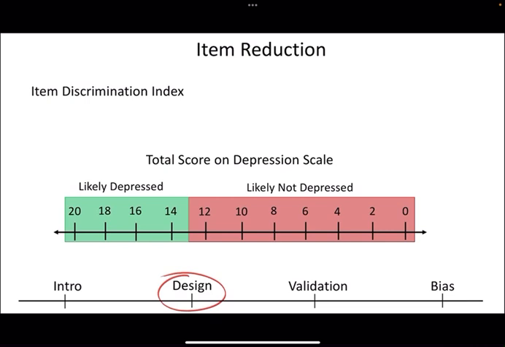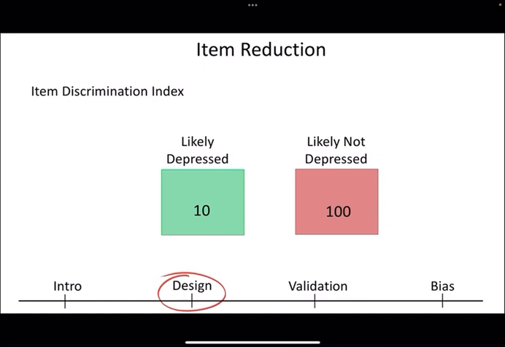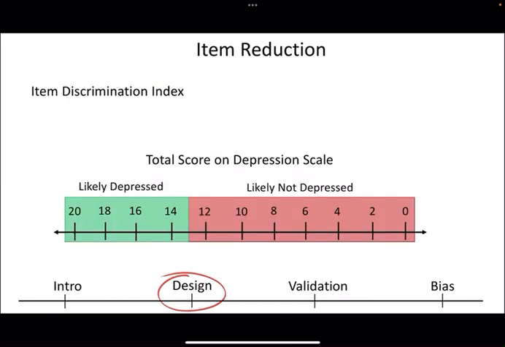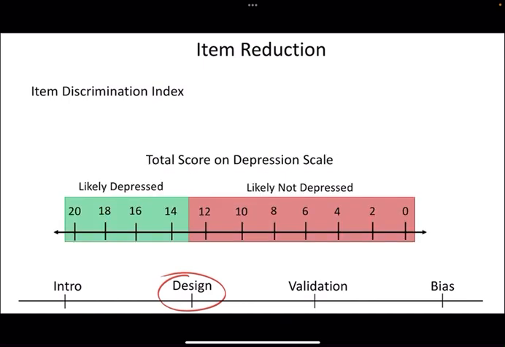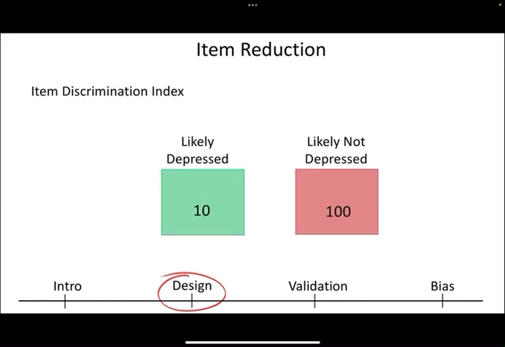So as far as the item discrimination index, it's kind of hard to describe, but just bear with me. Let's just say we had 110 people take this survey, and 10 people had a score above 13 who are likely depressed, and 100 people had a score that is below 13, meaning these 100 people are likely not depressed. So by looking at how these 10 people that are likely depressed answered these questions and those who aren't depressed, we're able to get indications of whether there are problem questions.